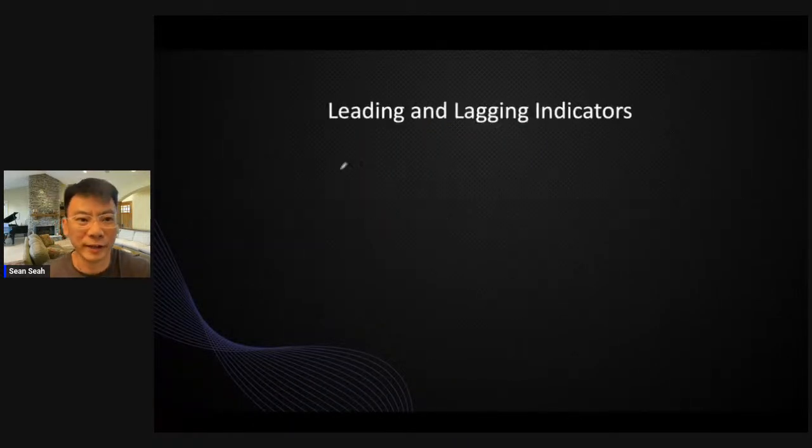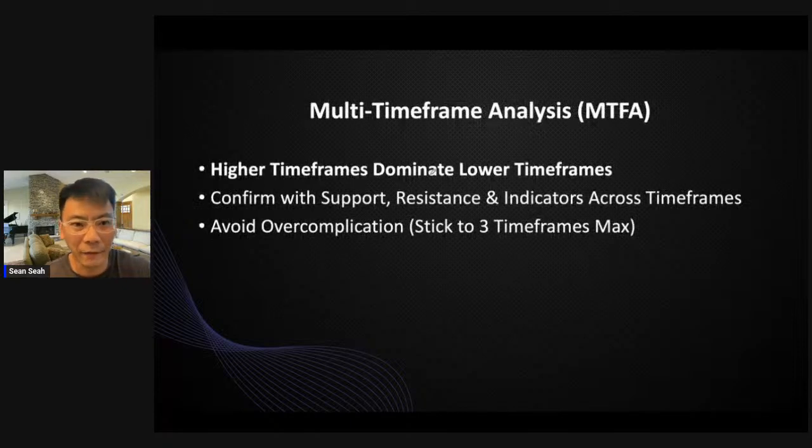So again, these are some key points. Higher time frame always dominates lower time frame. Make sure you always look at the higher time frame first. Then you can confirm with support, resistance, and the trend across time frames. If there's a lot of confluence, where the big time frame, middle time frame, and your current time frame are all similar, it gives you a lot more confidence.